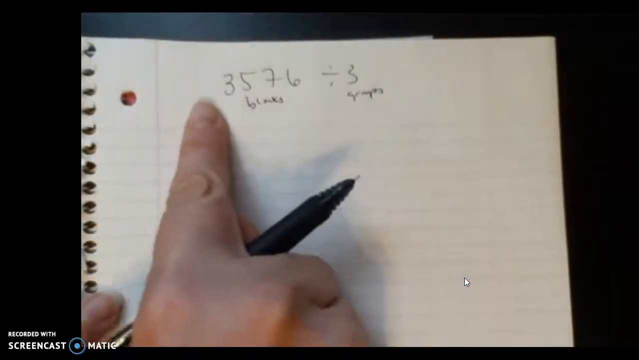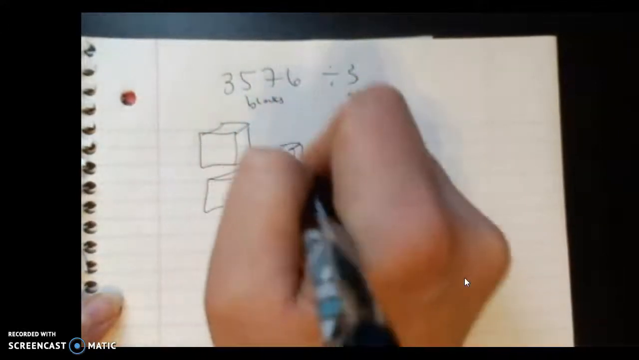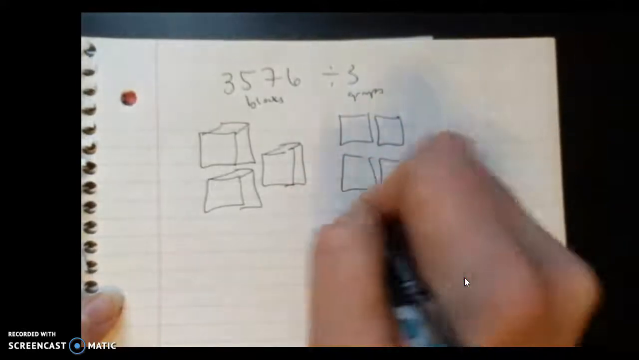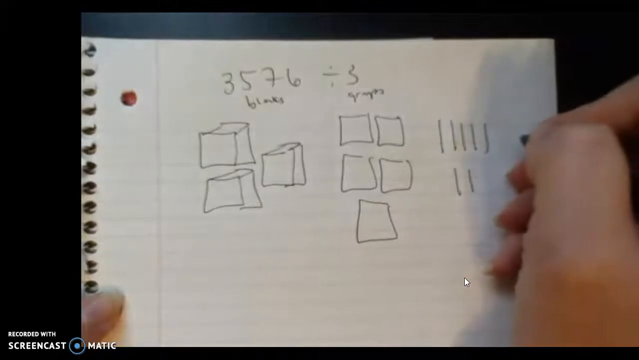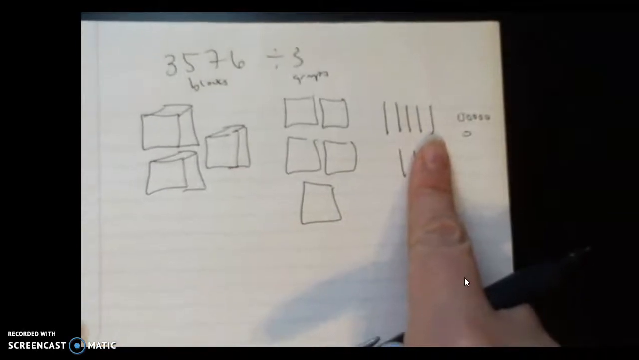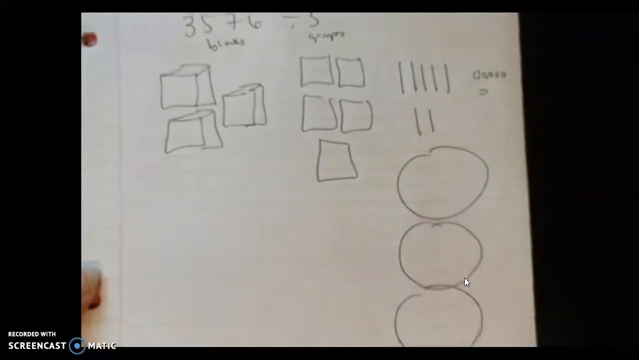All right, so I'm going to draw my base 10 blocks. I have 3 cubes because I have 3,000. And then I have 5 flats, and I have 7 longs, and I have what, 6 singles? 5, 6 singles. Okay, so that's my number, and notice I know I'm dividing it into 3 groups, so I'm going to go ahead and put 1, 2, 3 groups here.